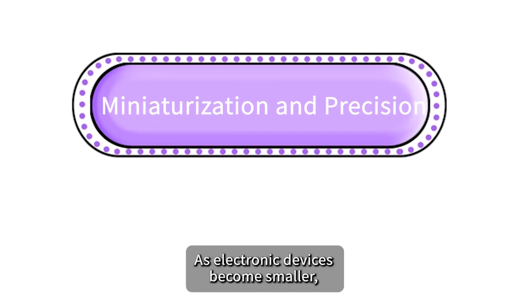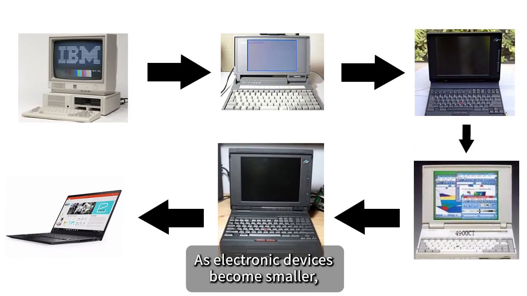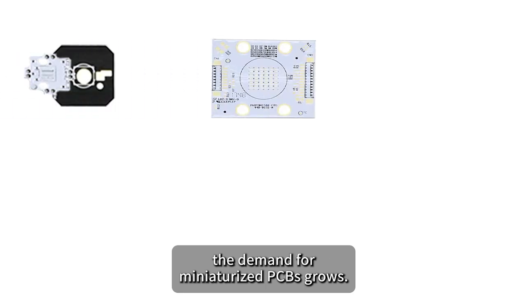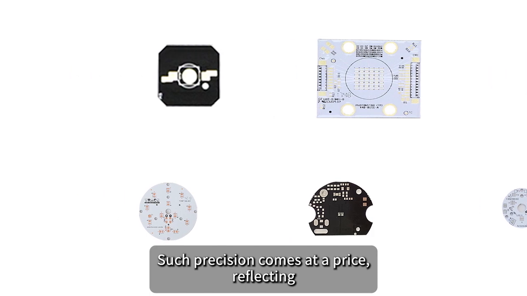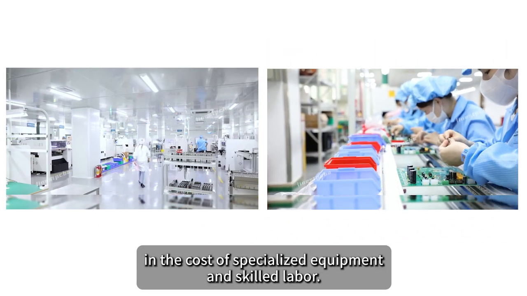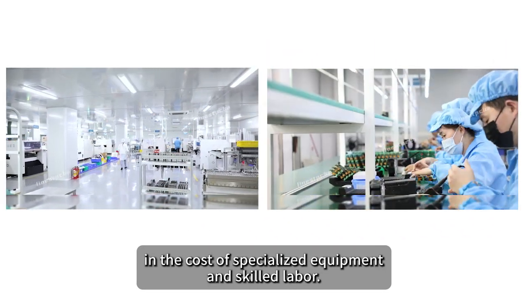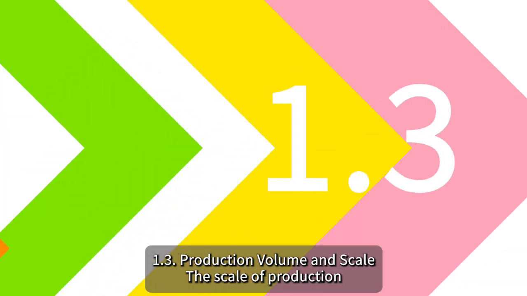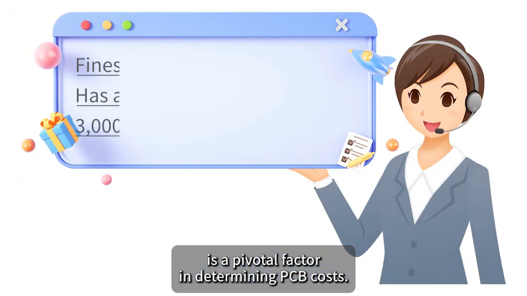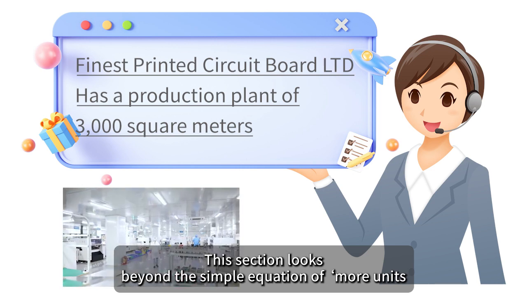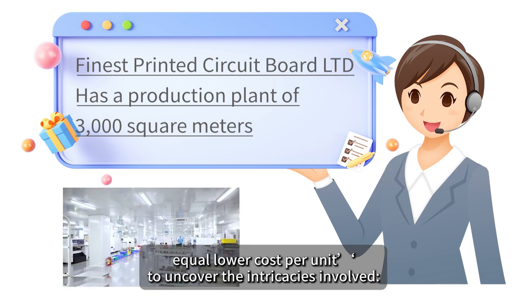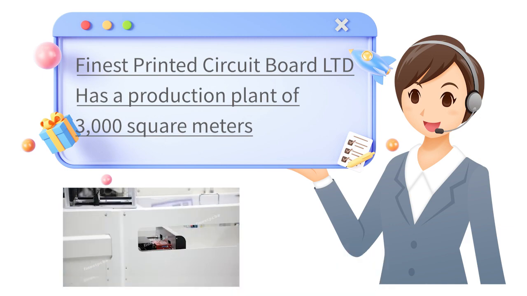Miniaturization and precision. As electronic devices become smaller, the demand for miniaturized PCBs grows. Such precision comes at a price, reflecting in the cost of specialized equipment and skilled labor. 1.3 Production volume and scale. The scale of production is a pivotal factor in determining PCB costs. This section looks beyond the simple equation of more units equal lower cost per unit to uncover the intricacies involved.